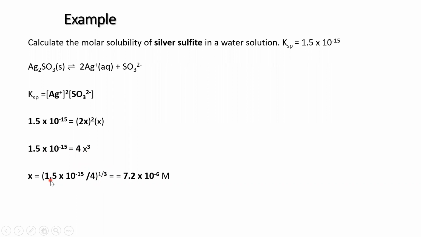Okay, so 1.5 e negative 15 divided by 4 equals, and then use that little caret on your calculator. Raise it to the 1/3 power. Try that in the calculator. Make sure you're getting 7.2 times 10 to the minus 6, and then we'll talk about what that number means. Anybody have any questions on where that came from? Are you getting that on your calculator?